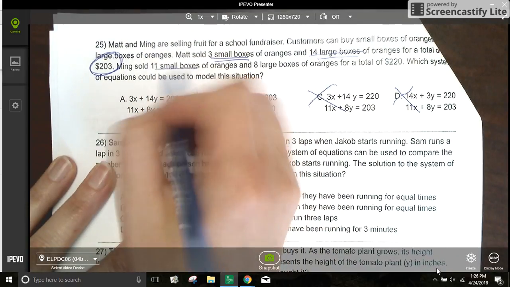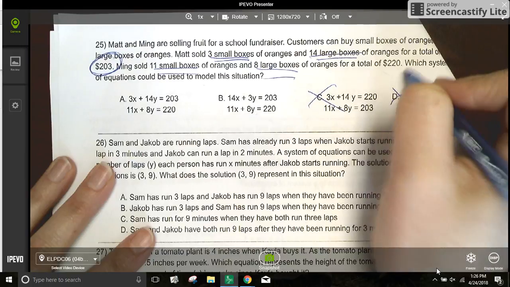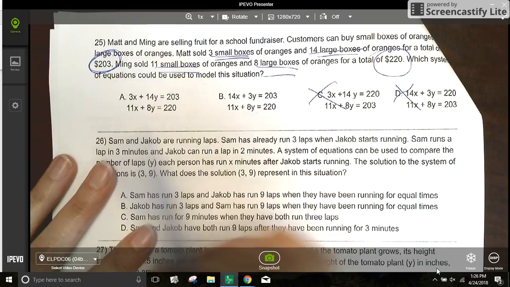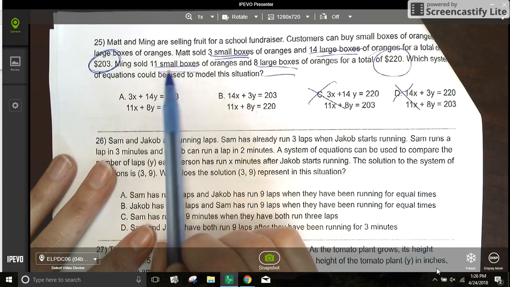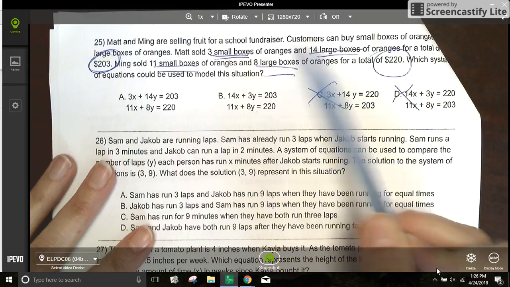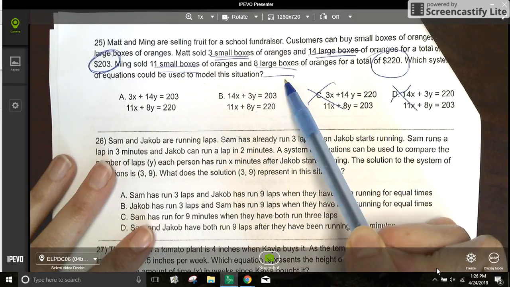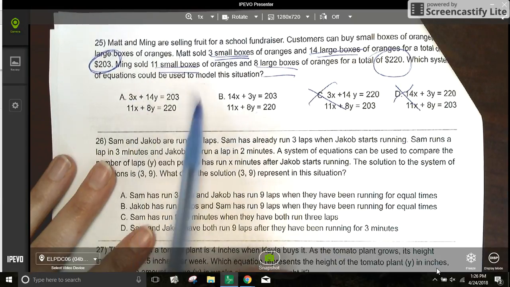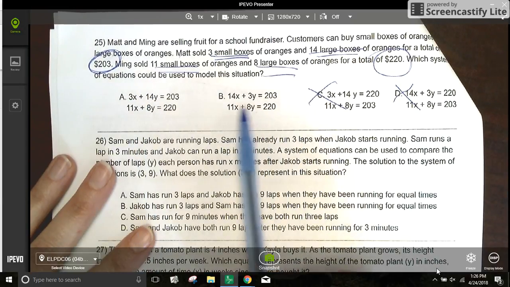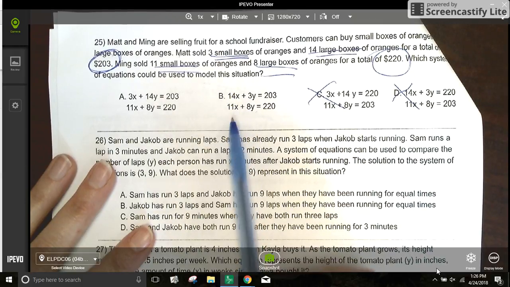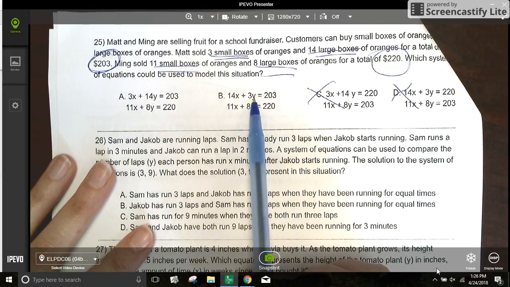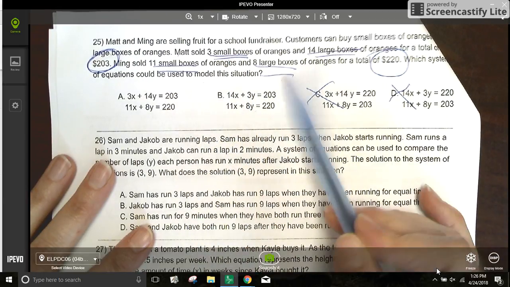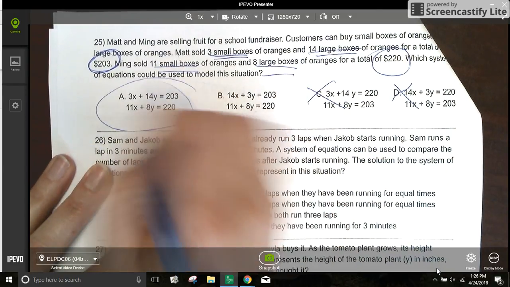Then he spent 11 on small, 8 on large, and had a total of 220. So now you got to make sure it matches. So 11 small and 3 small. So 11 and 3 go together, and then 14 large and 8 large. So then these two go together. If I look at these two equations, this one has 11 and 3 lined up. This one has 14 and 8 lined up. But if you look at B, it has 14 and 11 together and 3 and 8. Well, we want 3 and 11 because they're both small, and we want 8 and 14 because they're both large. So your answer should be A.